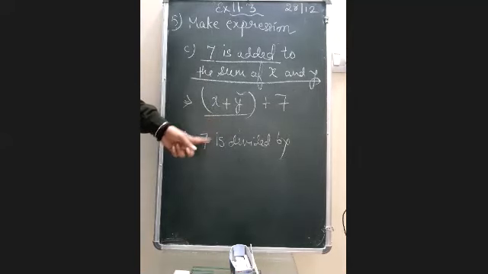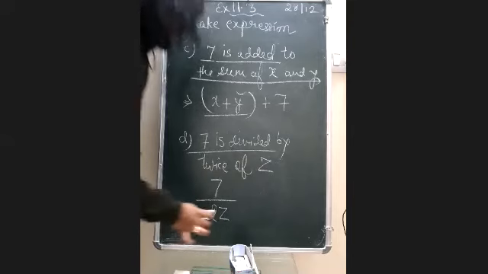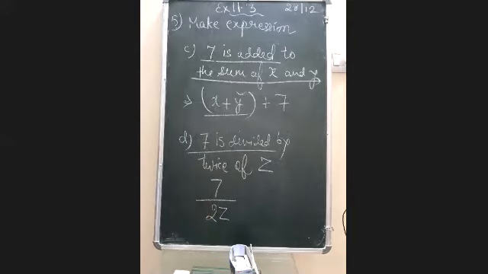Remember, it is telling here 7 is divided by. मतलब ये line अब इस पे depend हो रही है. So that 7 will be up. Divided by का मतलब होता है upon. Now the question is telling twice of z. Twice of z का मतलब कितना होता है? 2z. So the answer would be 7/2z. I hope it is clear to all of you.